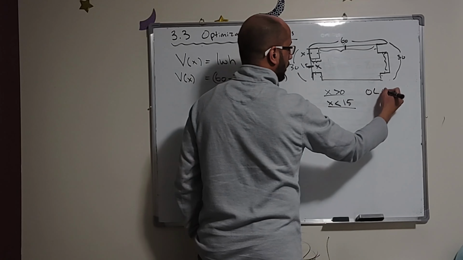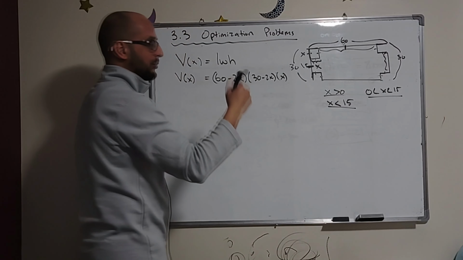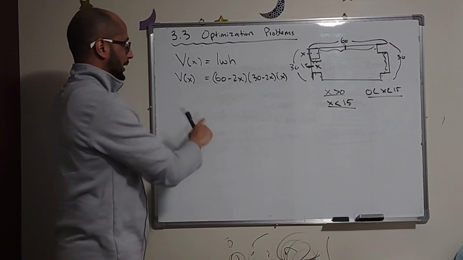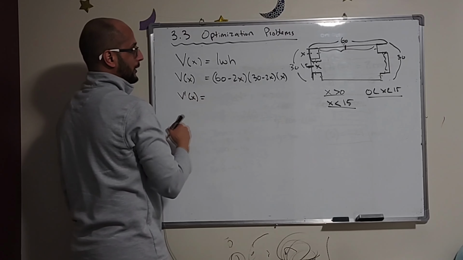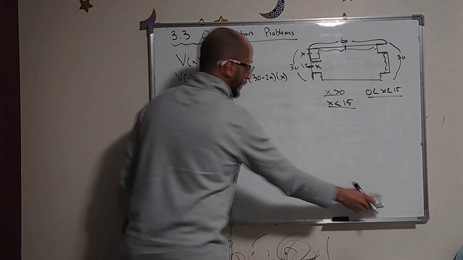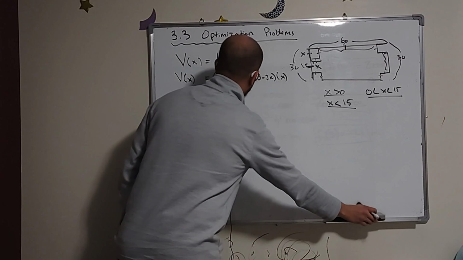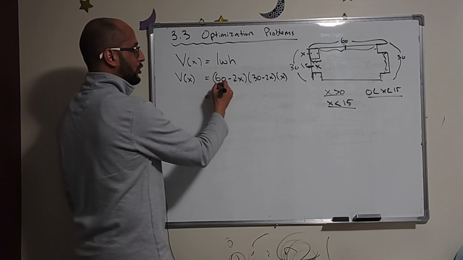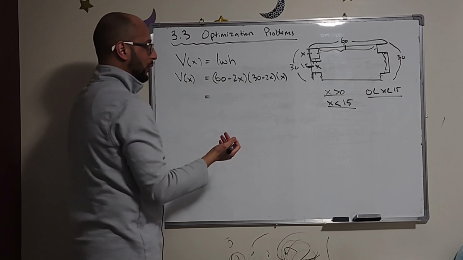So we have our domain, or our restrictions for the x values, has to be between 0 and 15. Let's go through and solve this. First step, let's simplify it a little bit and find the derivative. So what you can do is expand everything and put it into a polynomial function.